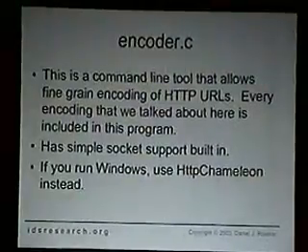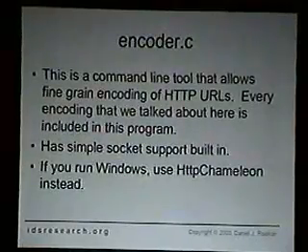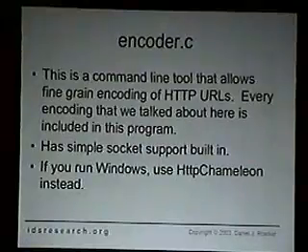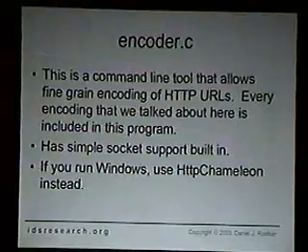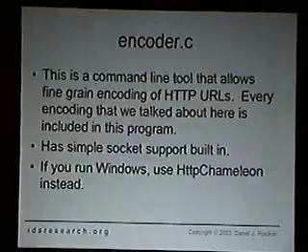Starting off with encoder.c. This is a command line tool that allows very fine-grained encoding of HTTP URLs. You can encode each character in a different type of encoding you want. You can throw in directory traversals, multiple slashes, backslashes, whatever you want to do. Also, in case you don't have Netcat on your machine to pipe what this prints out across the wire, there is some simple socket support built in, so you can just port this program over and you'll be able to do some research on the web servers or do some IDS testing. I would suggest, though, if you run Windows, use HTTP Chameleon instead. It's a lot more useful, as you'll see, because I'll do a little demonstration here in a little bit.